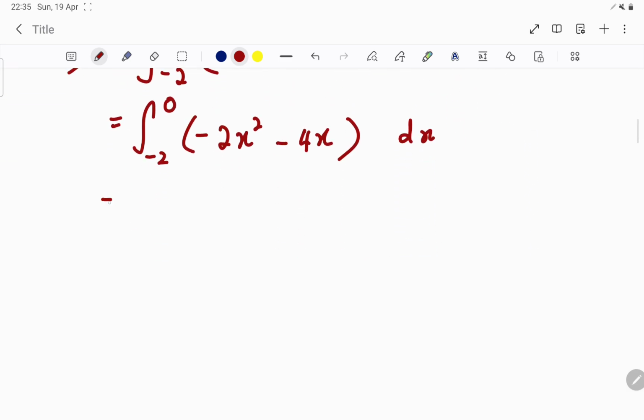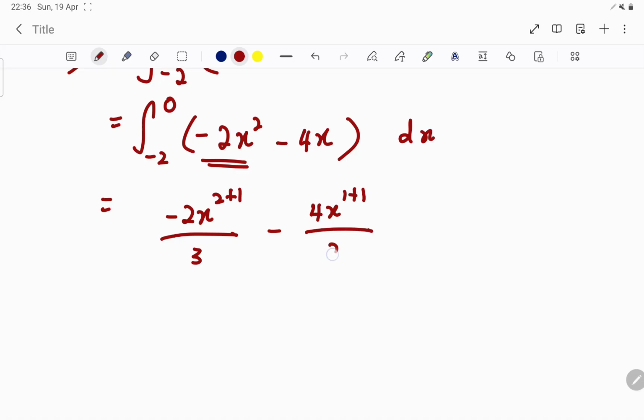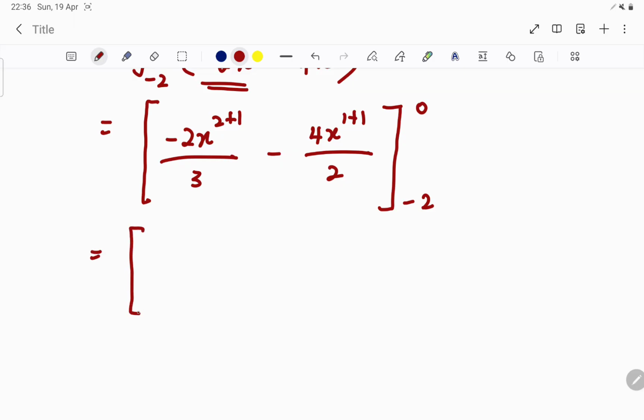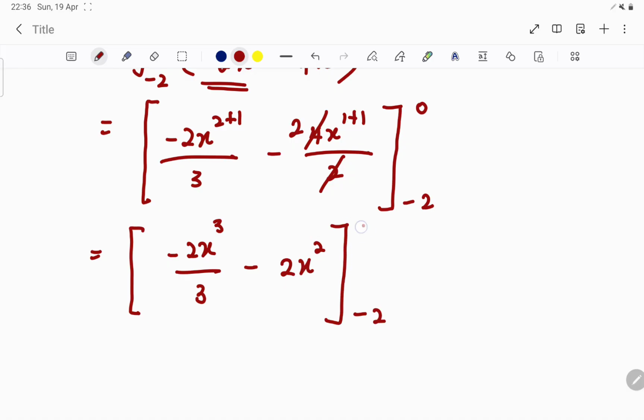Now we start to integrate. You copy the first term, negative 2x square. The power is 2, so you plus 1 in order to integrate, divide with 3. Then minus 4x, the power is 1, so you plus 1 to the power, divide with 2. Because this is a definite integral, you put square brackets and then put the limit negative 2 to 0. Now you simplify. Here you get negative 2x to the power of 3 divided by 3, minus, 4 and 2 you can divide, so it becomes 2x to the power of 2, integrated from negative 2 to 0.